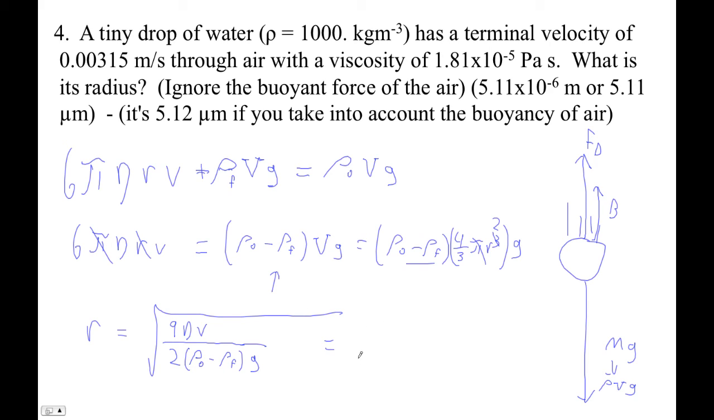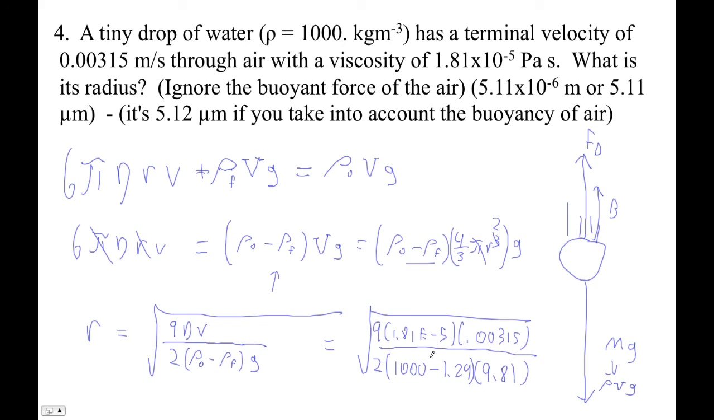Okay, so that's going to be the square root of 9 times 1.81 e minus 5 times 0.00315, divided by 2 times 1,000 minus 1.29. So that's the density of air. I didn't even give it to you. Times 9.81. Now notice that that's 1 part in 1,000. That's going to have a tiny effect. I'm going to go second entry on my calculator, insert a parenthesis there, insert minus 1.29, right parenthesis. Boom. And now I get 5.117. It actually rounds up to 5.12, which is about 1 part in 1,000, although it's a square root, so it's actually not as big as that. So this is why we can ignore the buoyancy of air.